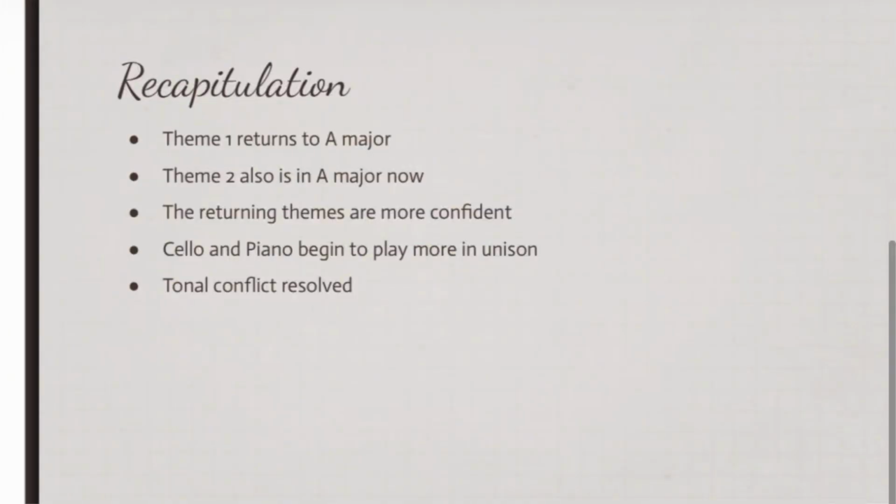The recapitulation marks the return of the themes, but now both are in the home key of A major. Theme 1 is restated as in the beginning, but the transition is rewritten to avoid the modulation. This time it stays in A major. Theme 2 now appears in A major too, which resolves the earlier contrast between the tonic and dominant keys. Beethoven slightly adjusts the material to bring unity and balance, and to prepare for the closing section.